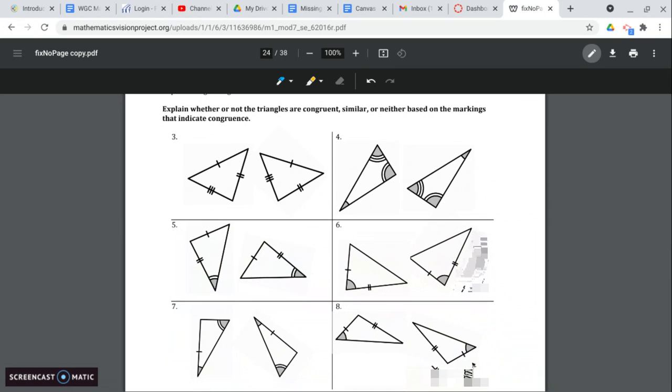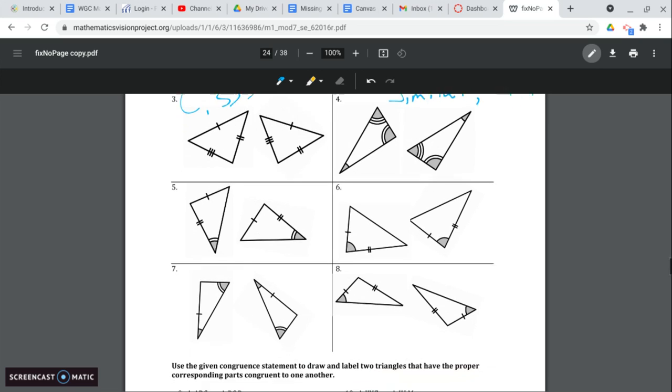Explain whether or not the triangles are congruent, similar, or neither based on the markings. This first one is congruent by side, side, side. We know all three sides are congruent in this. Number 4 is similar because we only know about the angles. This is by angle, angle, angle. If all the angles are the same, then we know they have to be similar triangles, but we don't know that they have to be congruent triangles.